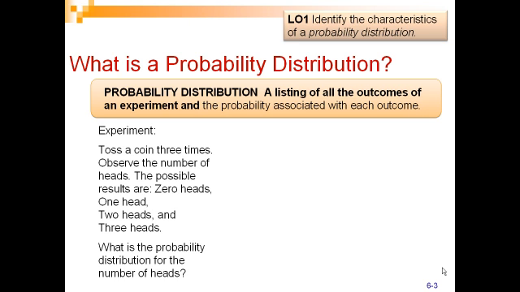How can we generate a probability distribution? The following example will explain. Suppose we are interested in the number of heads showing face up on 3 tosses of a coin. This is the experiment. The possible results are 0 heads, 1 head, 2 heads and 3 heads. The question is, what is the probability distribution for the number of heads?